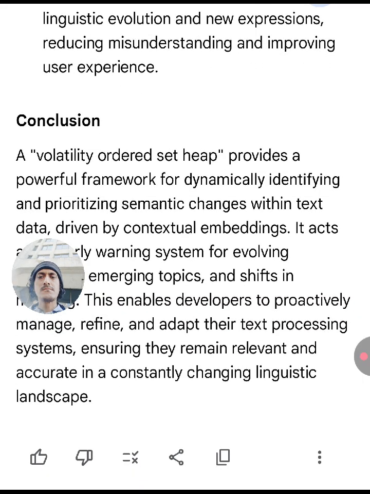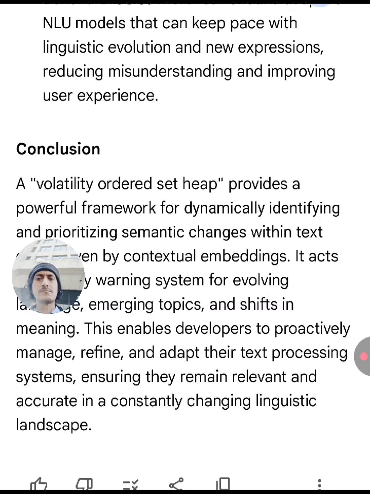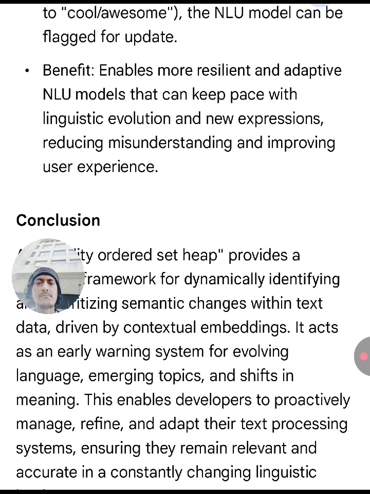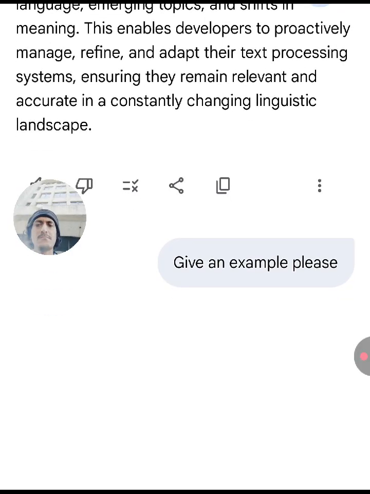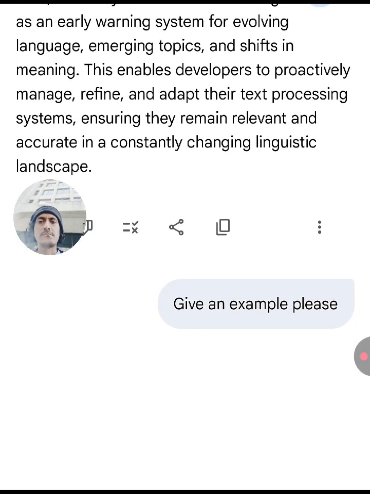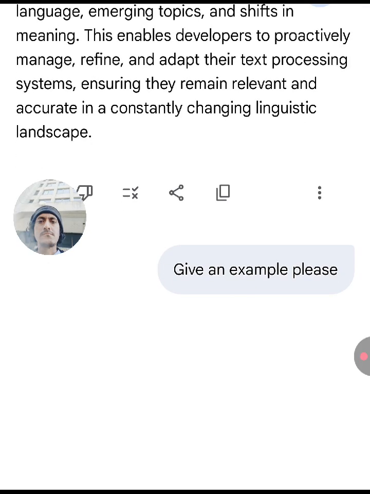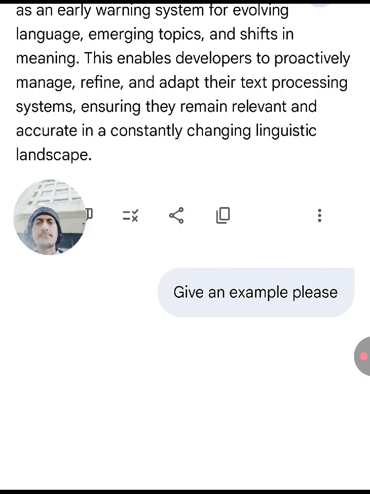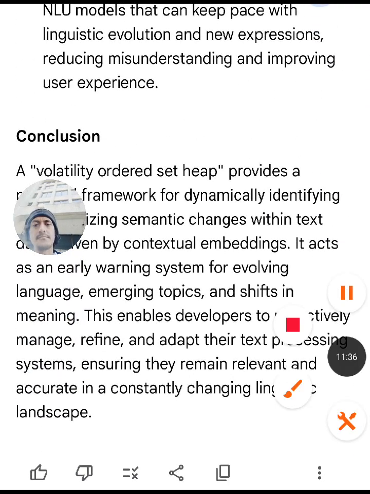Conclusion. A volatility ordered set heap provides a powerful framework for dynamically identifying and prioritizing semantic changes within text data, driven by contextual embeddings. It acts as an early warning system for evolving language, emerging topics, and shifts in meaning. This enables developers to proactively manage, refine, and adapt their text processing systems, ensuring they remain relevant and accurate in a constantly changing linguistic landscape.